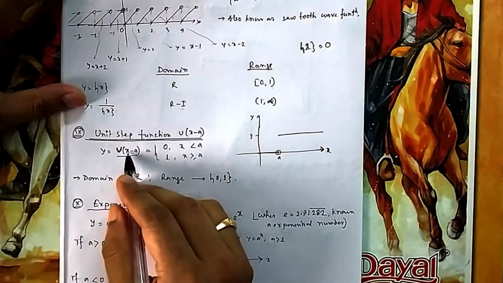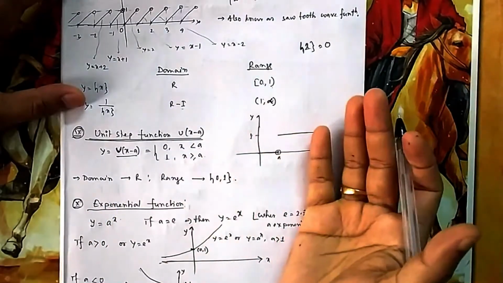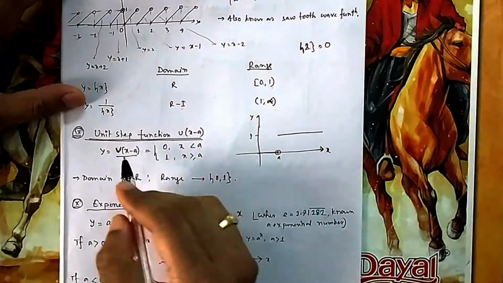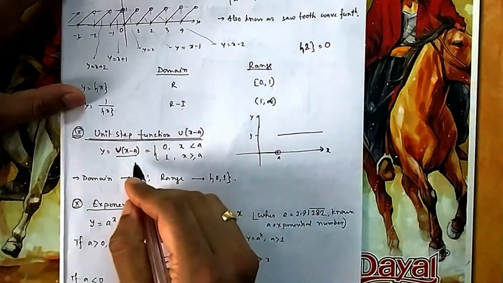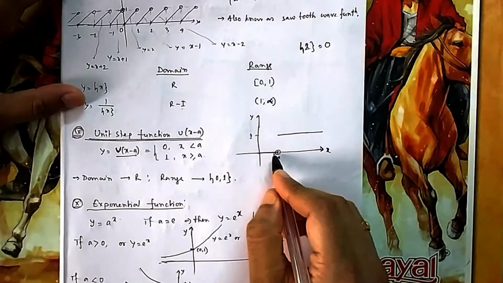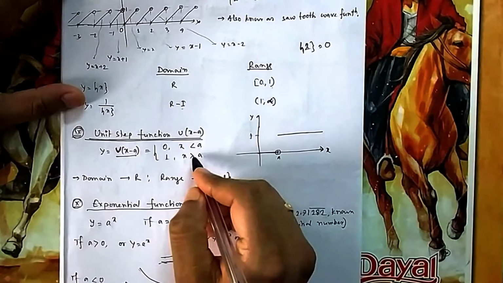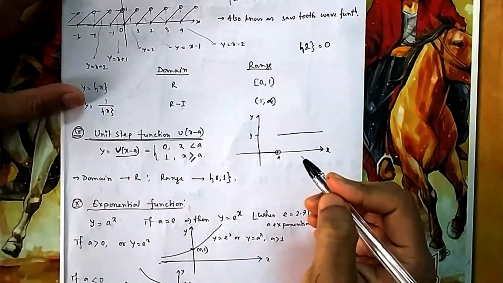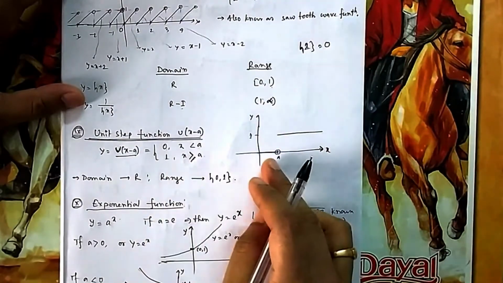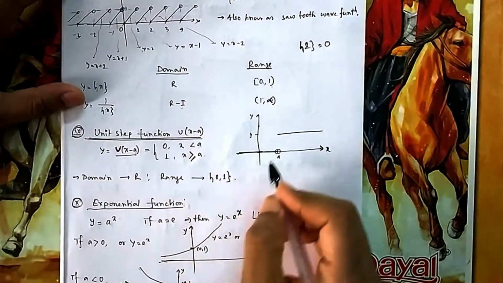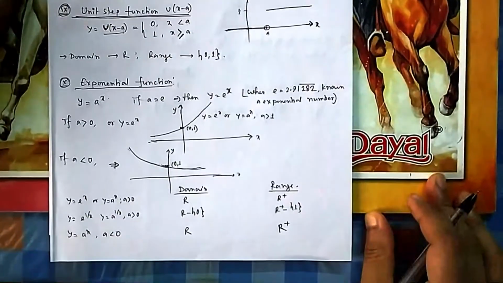If I say only u of x, then you think that a is 0. So before 0 it is 0, after 0 it is 1. If I say u of x minus a, it will take care of that a. So before a it is 0, after it is 1. At a also the output is 1. So its domain is any R you can put, but the range is only 0 and 1.